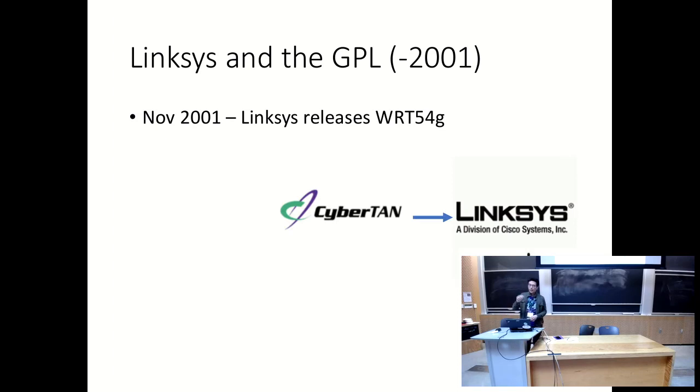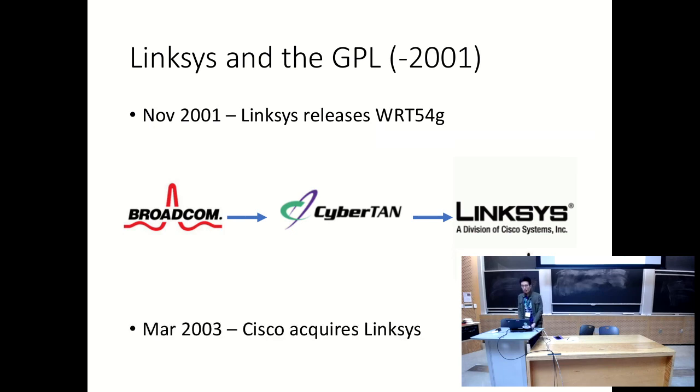When they were releasing it, I think the original equipment manufacturer was Cybertan. So they had contracted with Cybertan to create and possibly build a router to Linksys' specifications. And Cybertan sourced their chipsets, the system on chip, from Broadcom. Somewhere along the way, one of these parties included a Linux distribution within the WRT54G, but they failed to mention it in any of their documentation, and they just shipped the GNU Linux system on the router to their customers. To further complicate the issue, Linksys was not a standalone company: by March 2003, Cisco, a much larger corporation, had acquired Linksys.